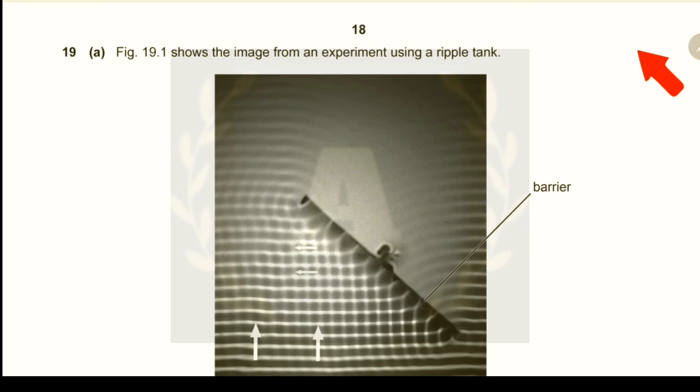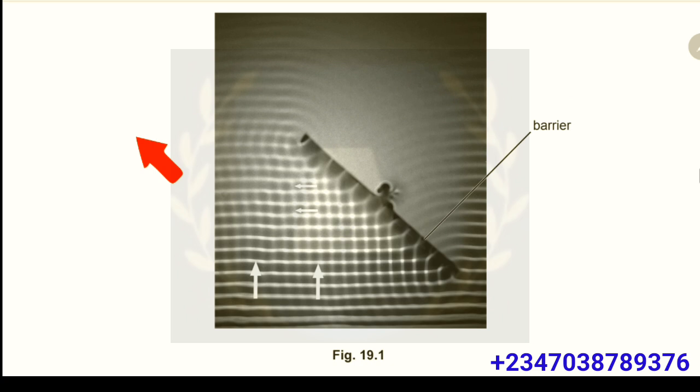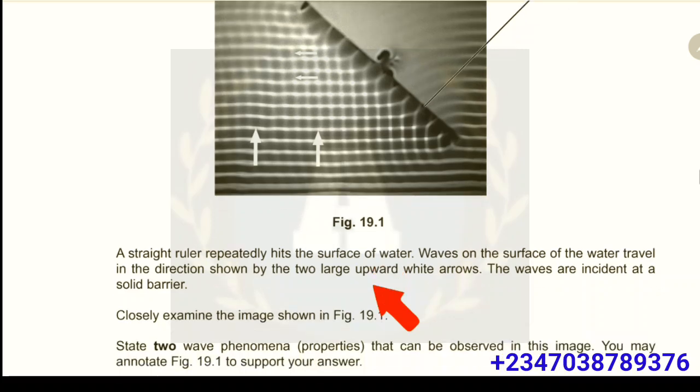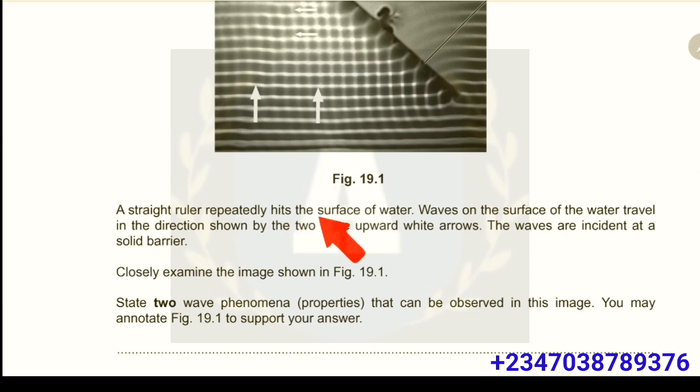Continuation to the next question. Question number 19 says: Figure 19.1 shows the image from an experiment using a ripple tank. So we can see the image of an experiment using a ripple tank, and the question reads, a straight ruler repeatedly hits the surface of water. Waves on the surface of the water travel in the direction shown by two large upward white arrows. The waves are incident at a solid barrier.